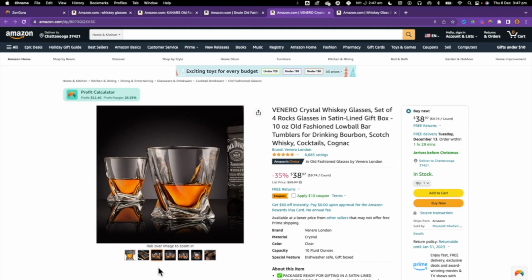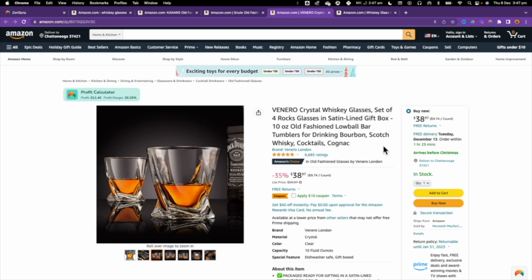Now, let's take a look at their title in a little bit more detail. So again, we've got their brand name, which I think I've explained, I think is an absolute waste of space. But then it says Crystal Whiskey Glasses, set of 4 rocks glasses in satin-lined gift box. That's well written. If that's all you see, that's telling you a pretty good bit of detail. That would work well on mobile.